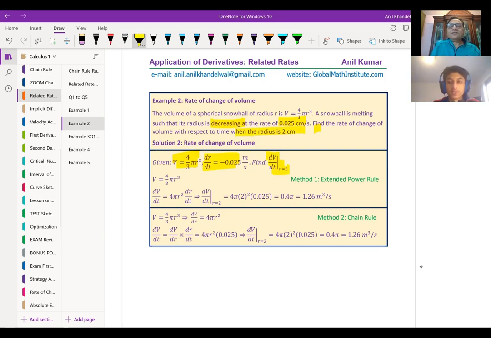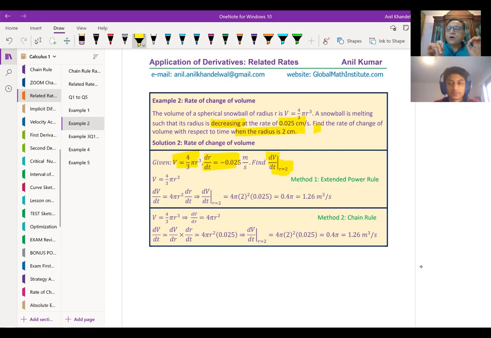When the radius is 2 centimeters. When r equals 2. Do you see how I have simply translated each and every given thing, and what do we find, in one sentence? Do you see that part? This is most important. Split it and put it right in front of you.